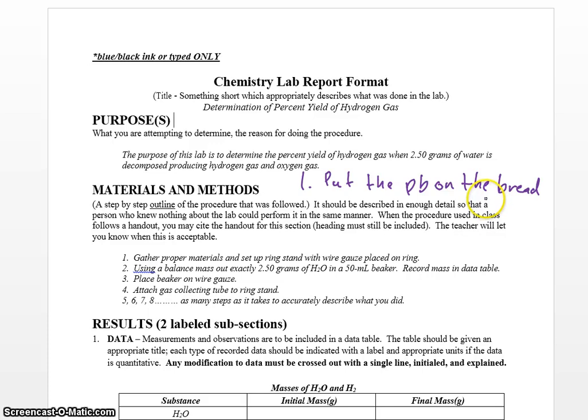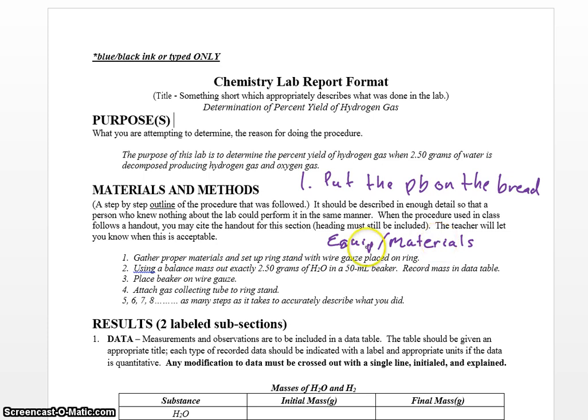So when you're writing your procedure, don't just put the peanut butter on the bread. Make sure that there is sufficient detail to describe your procedure so that it could be repeated by someone who had no idea how to do the experiment. Also, keep in mind that you may want to write a separate list of equipment and materials. Your teacher may require you to include that or not.